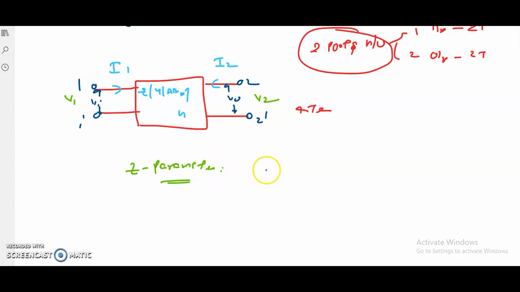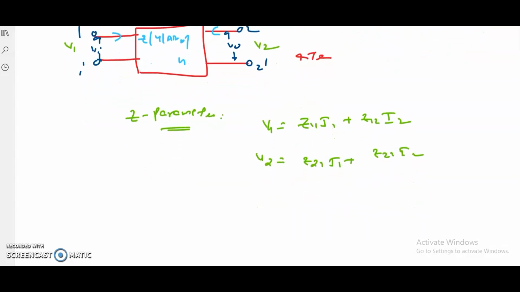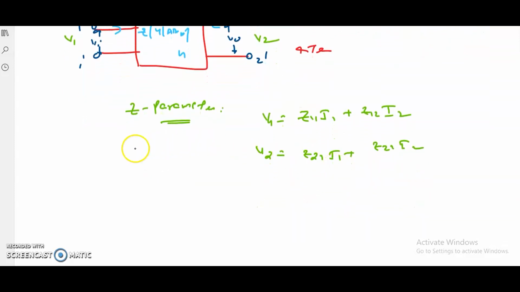Z parameter. So how we can give the relation is V1 is equal to Z11 into I1 plus Z12 into I2, and similarly V2 is equal to Z21 into I1 plus Z22 into I2. So we can write the equations for the Z parameters two-port network like this, and this equation can be represented in the matrix format as like this.